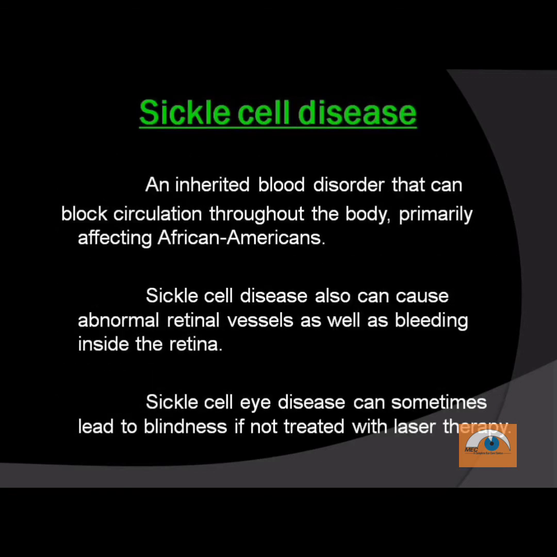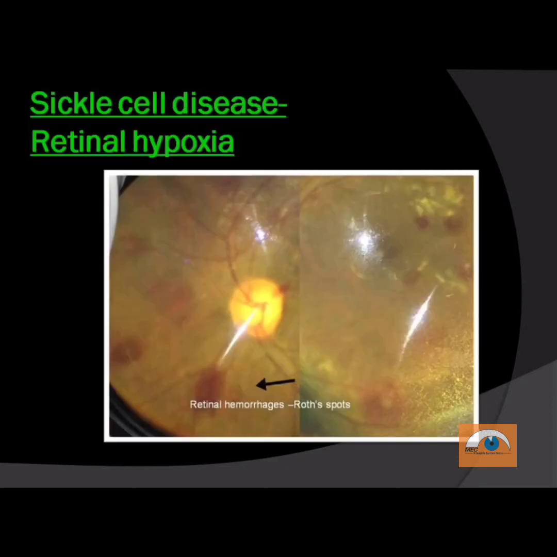High blood pressure can be first diagnosed when changes in the blood vessels of the eye are found. Sickle cell disease. An inherited blood disorder that can block circulation throughout the body, primarily affecting African Americans. Sickle cell disease also can cause abnormal retinal vessels as well as bleeding inside the retina. Sickle cell eye disease can sometimes lead to blindness if not treated with laser therapy.